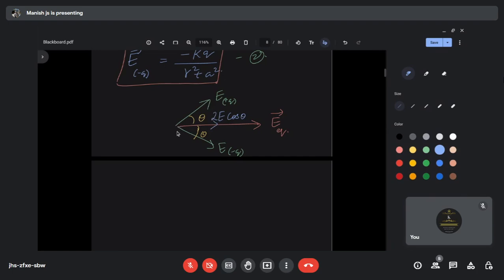The sin theta terms will get cancelled off. So here you have E sin theta, here also you have E sin theta. So these E sin theta terms would basically be cancelled out with each other.